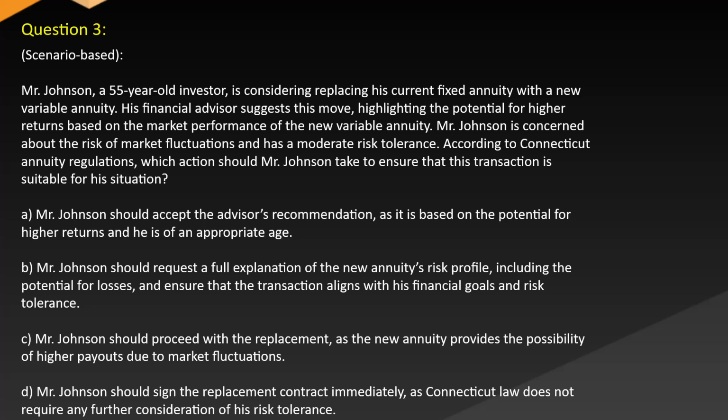A. Mr. Johnson should accept the advisor's recommendation as it is based on the potential for high returns and he is of an appropriate age. B. Mr. Johnson should request a full explanation of the new annuity's risk profile, including the potential for losses, and ensure that the transaction aligns with his financial goals and risk tolerance. C. Mr. Johnson should proceed with the replacement as the new annuity provides the possibility of higher payouts due to market fluctuations. D. Mr. Johnson should sign the replacement contract immediately as Connecticut law does not require any further consideration of his risk tolerance.